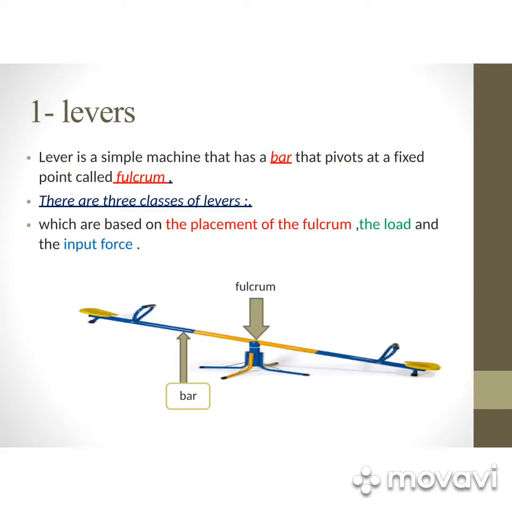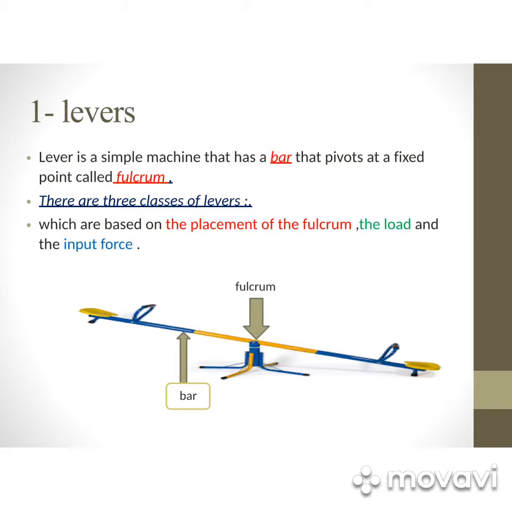A lever is a simple machine that has a bar, and it also has a fixed point. That fixed point is called the fulcrum. So it is very important to know that we have a fixed point called the fulcrum, and the lever is basically composed of a bar. And we have 3 classes.